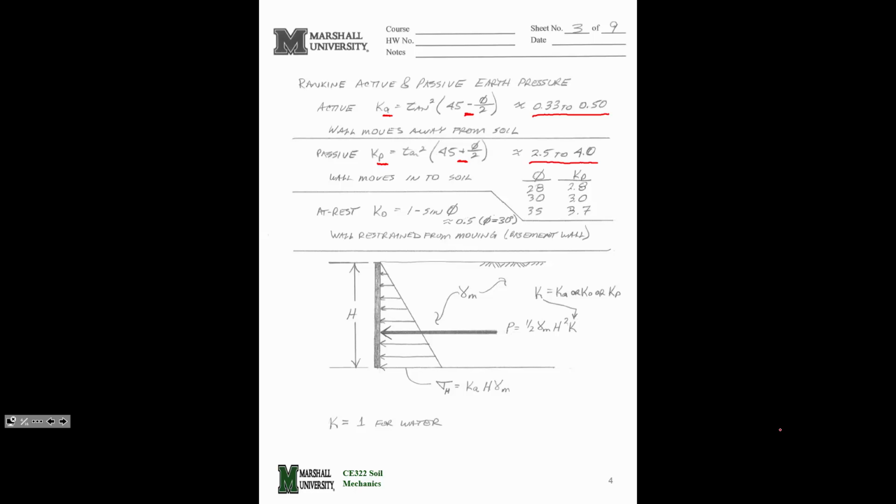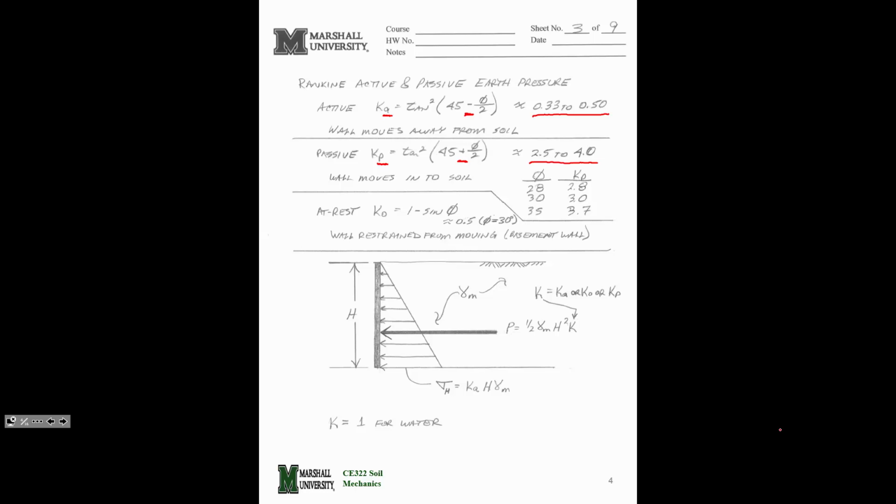And I've got some other ones there for some friction angles: 28, 30, 35. Those are real common numbers people throw around a lot for K sub P, so it's 2.8 to 3.7. If we look at rest, we've got active, which means the wall moves away from the soil. We've got passive, that means the wall is moving into the soil. Or we've got at rest, the wall can't move.